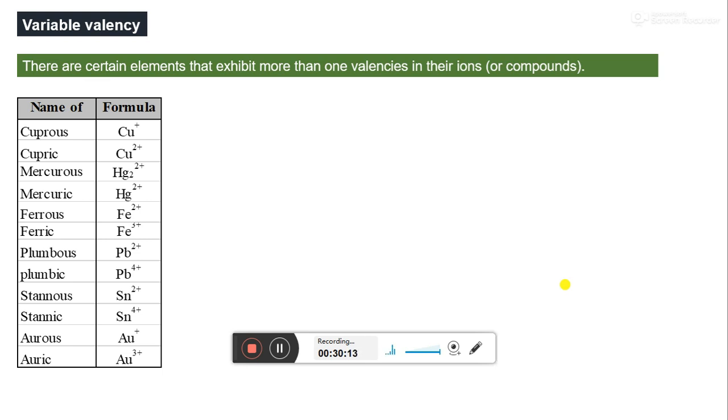If I talk about copper, it has +1 and +2. Mercury has +2 and Hg2 2+. Certain elements which have more than one valency are known as variable valency elements, right? You just need to remember these names and their symbols, at least for the 7th class.